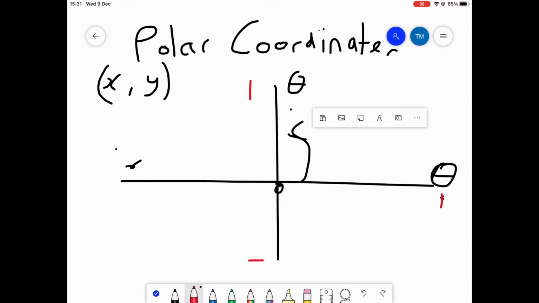The value of r is this, and the value of theta is this. So yeah, that's just a brief introduction to polar coordinates.